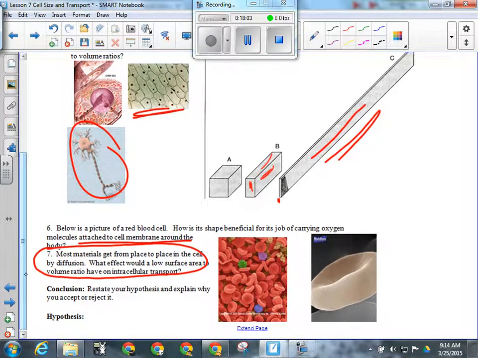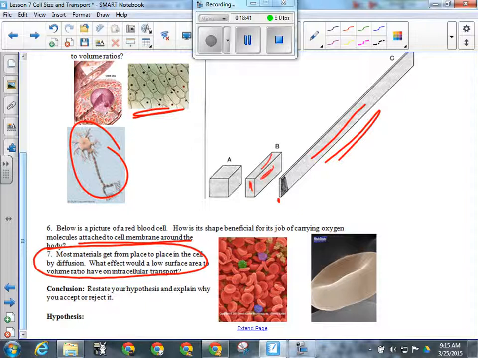And then for number 6, it's asking about the red blood cell here. The red blood cell you can see has an indentation in the middle. Now, what is the job of your red blood cells? What do they have to do? They have to deliver oxygen. They have to carry oxygen, and where they carry it is on their membrane. That's where the hemoglobin is. So the hemoglobin is all over the surface of the cell membrane. So anything that the red blood cell could do to increase its surface area would probably make it more effective. Agreed?